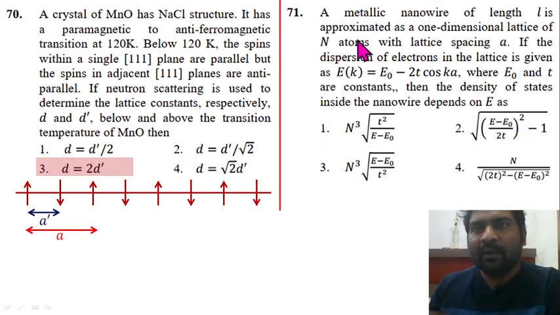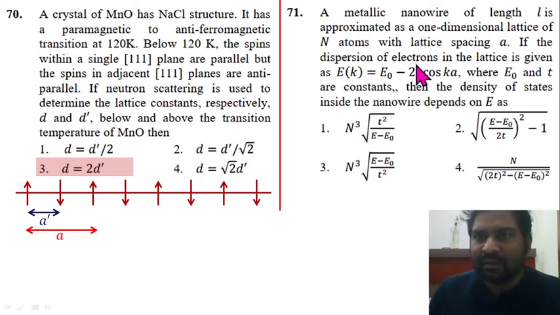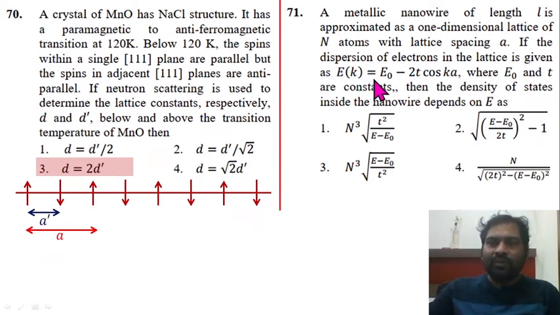Question number 71. A metallic nanowire of length L is approximated as a one-dimensional lattice of n atoms with lattice spacing a. If dispersion of electrons in the lattice is given as E(k) equal to E naught minus 2T cos ka, where E naught and T are constants, then the density of states inside the nanowire depends on E.